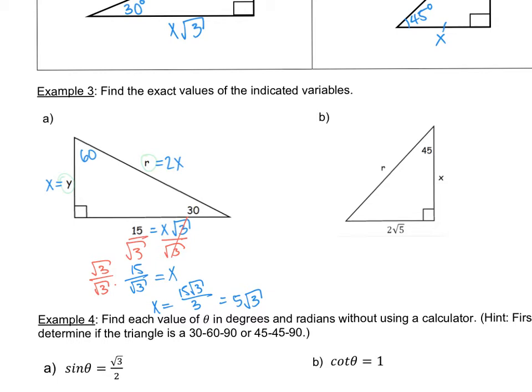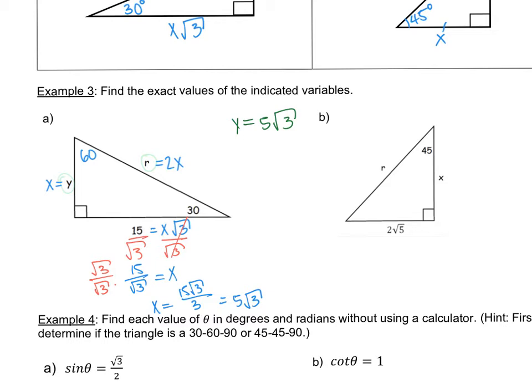So that tells me that this x right here is that value, so y is equal to, let me write that up here, y is equal to 5 square root of 3. So I found what y is.